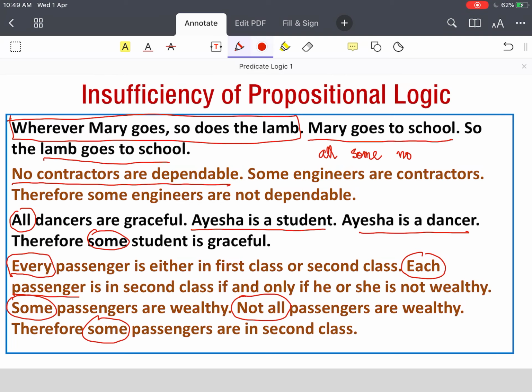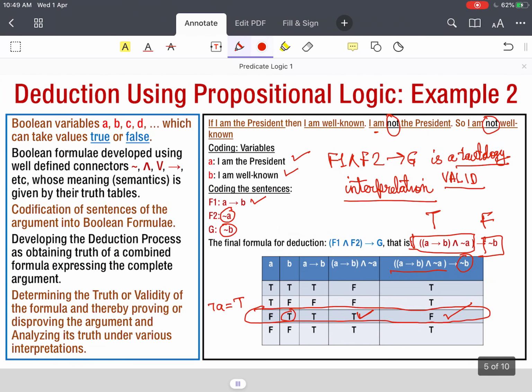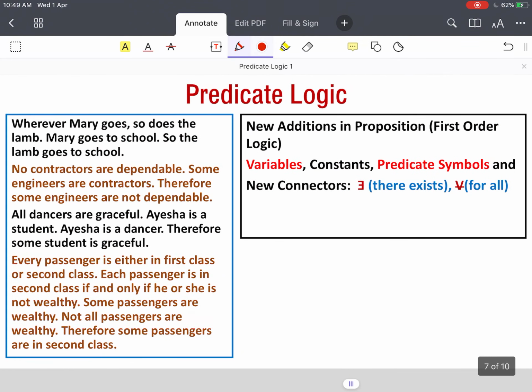So if you look at all these four problems from an English language point of view, we can say that yes, we can do a deduction. But how do we model them? How do we codify them? How do we go back to the steps that we had seen before: modeling, codification, development of the combined formula, and proof of the validity or the tautology, or proof that it is always true?